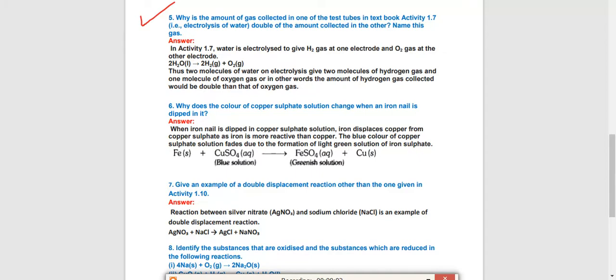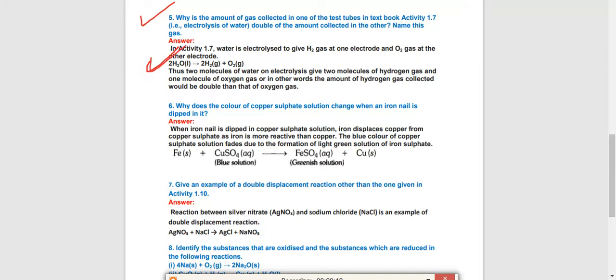Right. So in activity number 1.7, that is electrolysis of water, what we have read is that hydrogen gas is given at one electrode, and oxygen gas is collected at the other electrode, and this is the reaction for that. H2O breaks down to give you H2 plus O2.